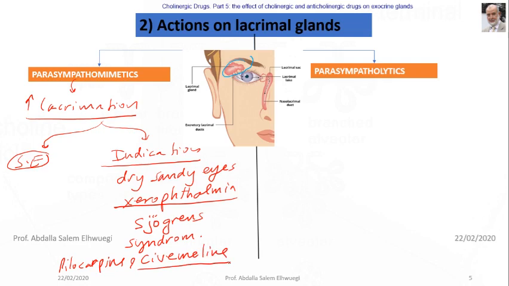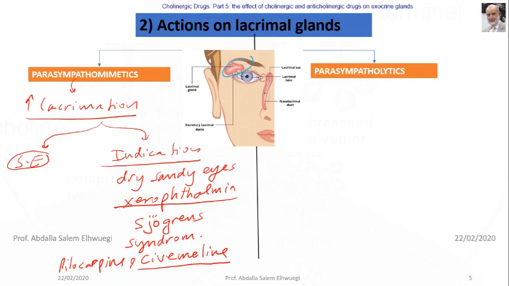Okay, so parasympathomimetics increase lacrimation. This can be a very common side effect of these drugs, and it can be an indication when there is dry, sandy eyes, as in the case of xerophthalmia induced in Sjogren's syndrome. Pilocarpine or cevimeline are given as the drug of choice in this case.